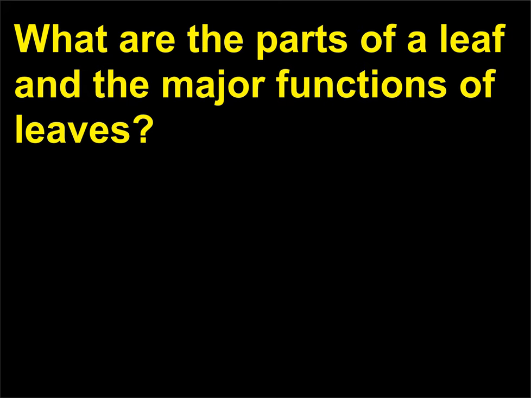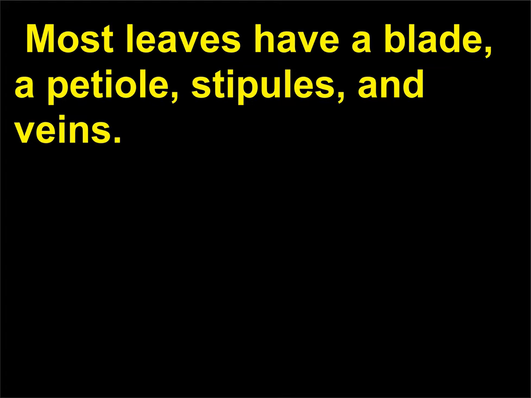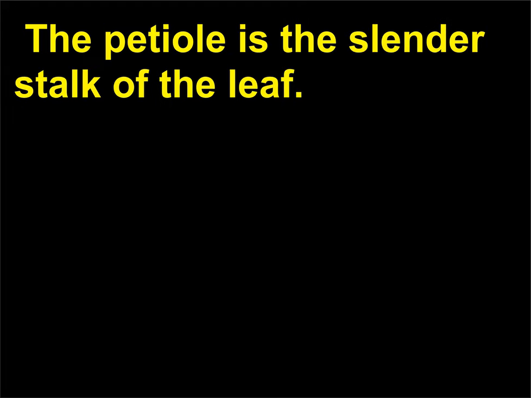Leaves, outgrowths of the shoot apex, are found in a variety of shapes, sizes, and arrangements. Most leaves have a blade, a petiole, stipules, and veins. The blade is the flattened portion of the leaf. The petiole is the slender stalk of the leaf.